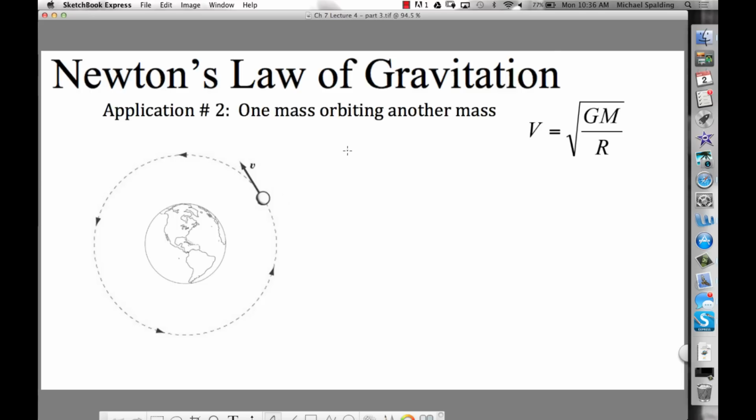Okay, the second application for Newton's law of gravitation has to do with one object orbiting another object, like the moon around the Earth, or the Earth around the sun. And I just want to mention, by the way, both of those things that I just mentioned are actually elliptical paths. You guys know what an ellipse is? It's a circle that has been smushed, and there's different degrees to an ellipse.